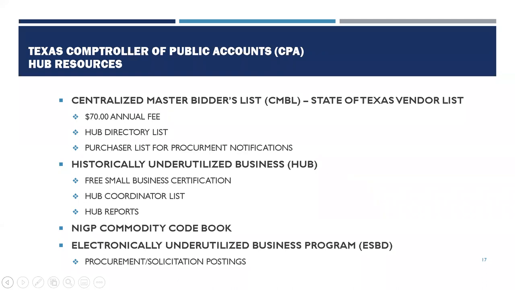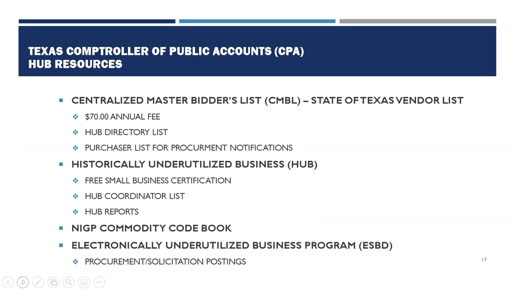The Centralized Master Bidders List is considered the state's official vendor list. However, when I say it's the state's official vendor list, it's a vendor list where any business who wants to do business with the state of Texas can register their business for a $70 annual fee, and they can be listed in the CMBL directory. This is where purchasers will go when they're looking for vendors to notify of their procurement needs. This is also the system that will have a link to the HUB directory list.